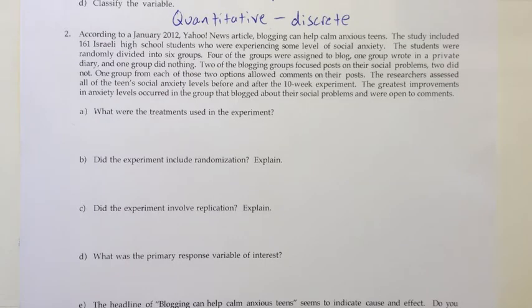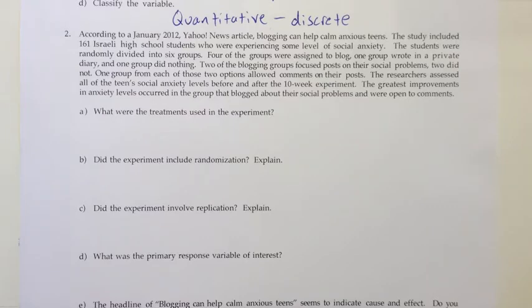4 of the groups were assigned to blog, 1 group wrote in a private diary, and 1 group did nothing. 2 of the blogging groups focused posts on their social problems, and 2 did not. And one group from each of those 2 options was allowed comments on their posts. The researchers assessed all of the teens' anxiety levels before and after the 10-week experiment, and the greatest improvements in anxiety levels occurred in the group that blogged about their social problems and were open to comments.